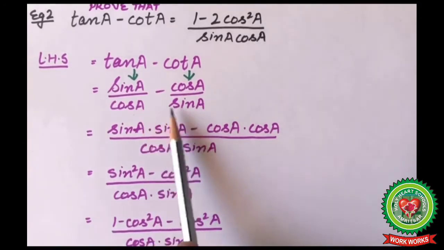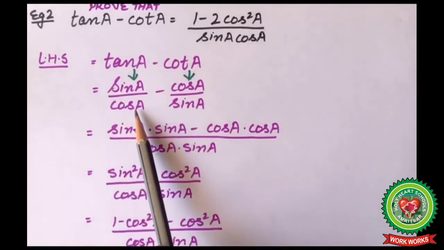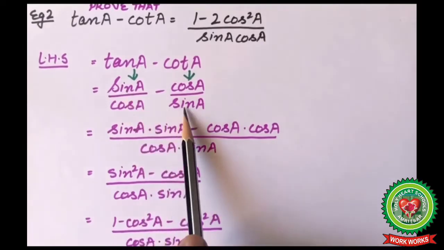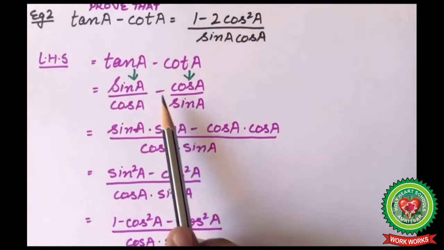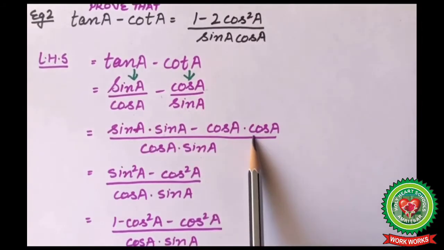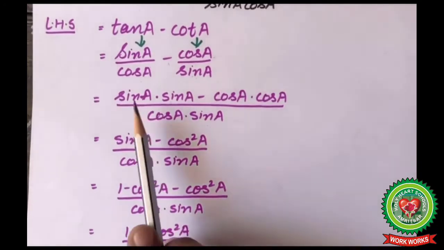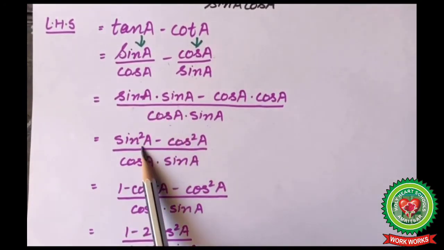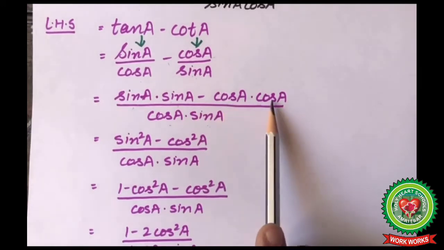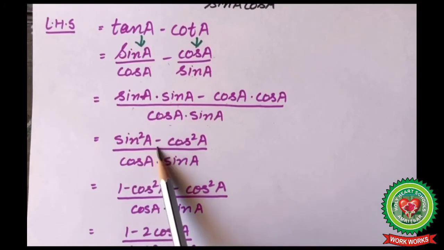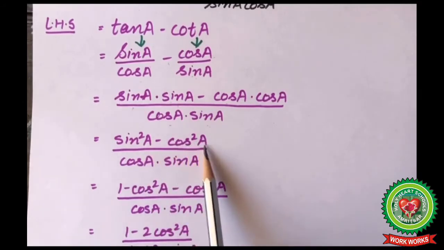Now we are going to take the LCM. The LCM of cos A and sin A will be cos A sin A. So on taking LCM, we'll get sin A into sin A minus cos A into cos A upon cos A sin A. Now sin A into sin A is sin square A, minus cos A into cos A is cos square A. So we'll get sin square A minus cos square A upon cos A sin A.